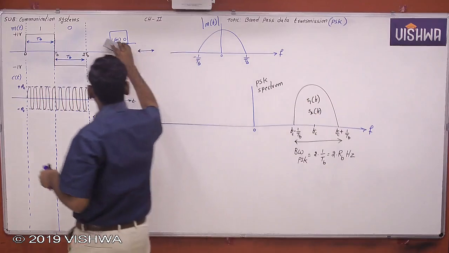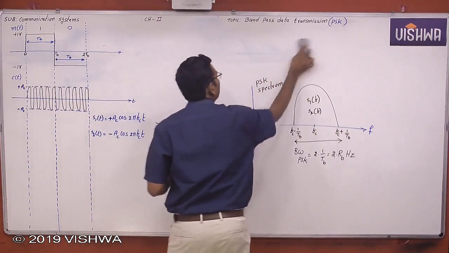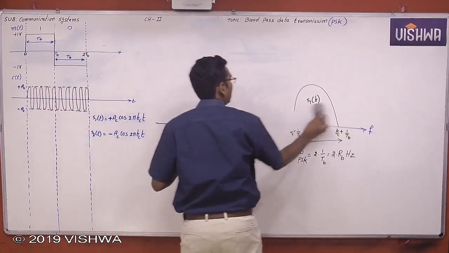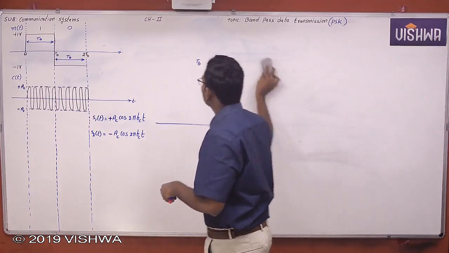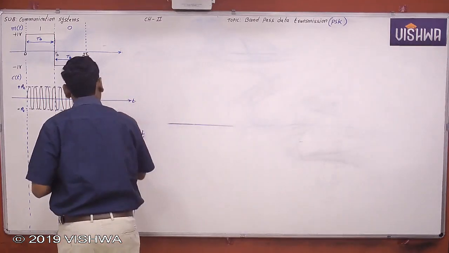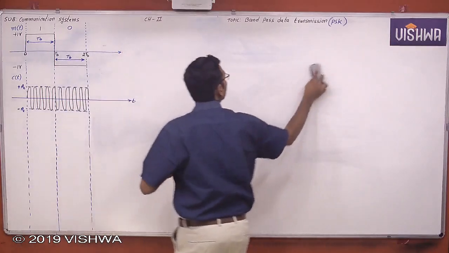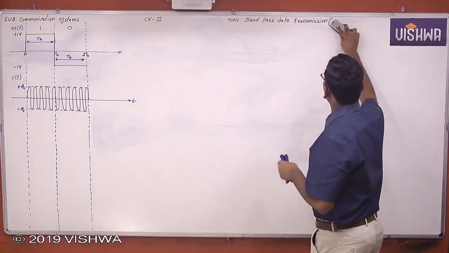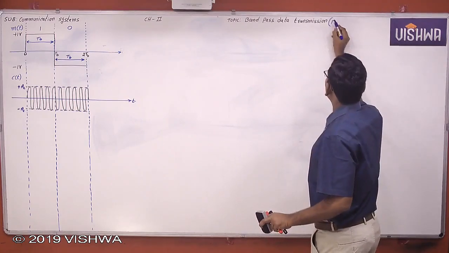Okay, so this is the bandwidth required to transmit a PSK signal. Now we'll see another digital modulation technique: FSK, frequency shift keying.